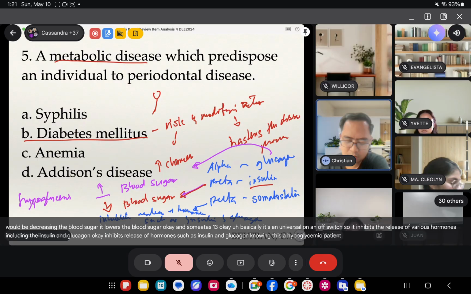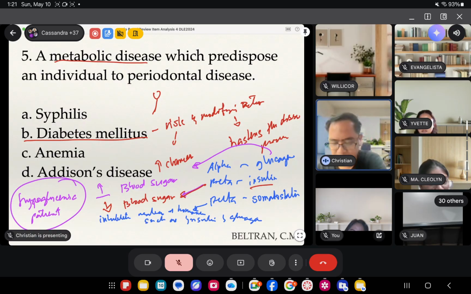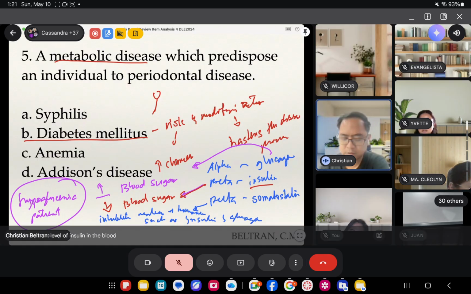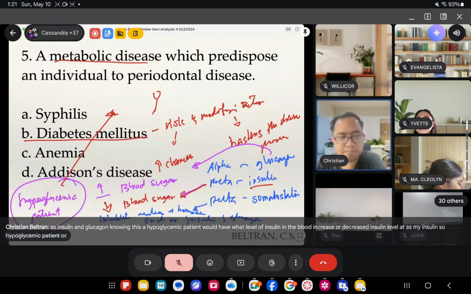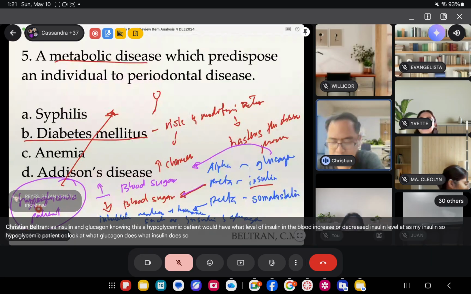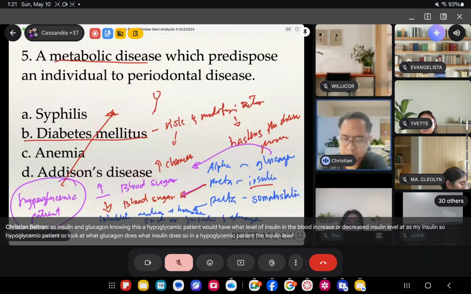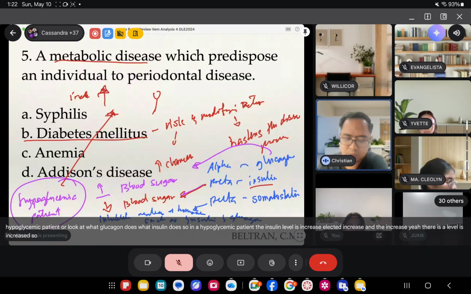Knowing this, a hypoglycemic patient would have what level of insulin in the blood? Increased or decreased insulin level? Is the insulin high in a hypoglycemic patient or low? Look at what glucagon does, what insulin does. So in a hypoglycemic patient, the insulin level is increased.